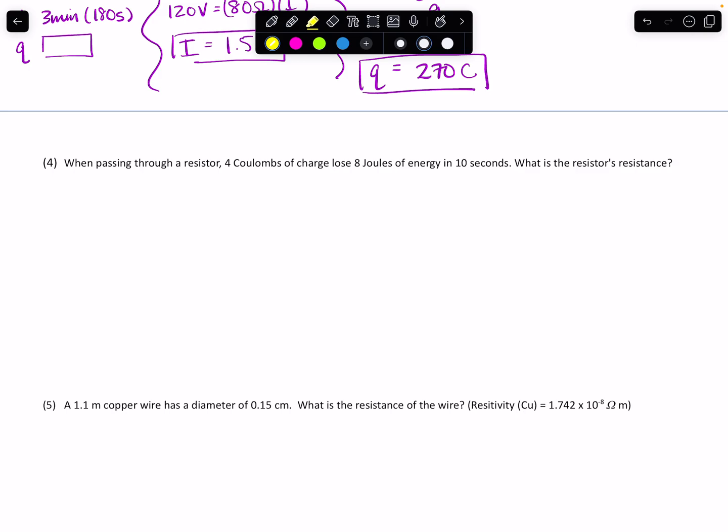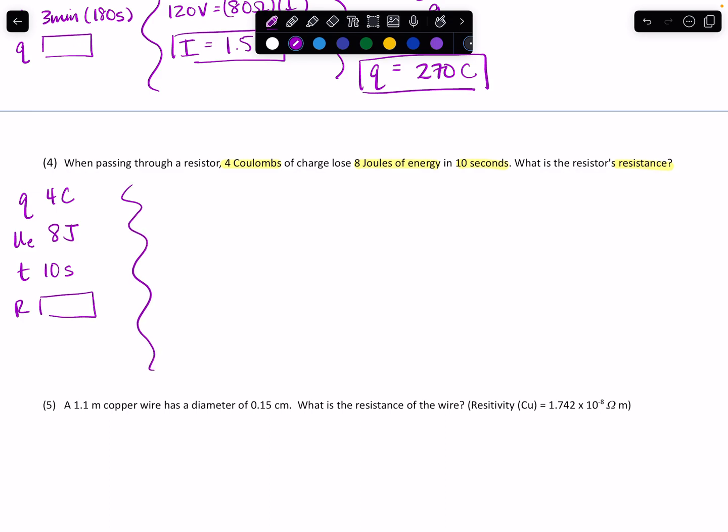When passing through a resistor, 4 coulombs of charge lose 8 joules of energy in 10 seconds. What is the resistance? Oops, I lied. This is another Ohm's law problem. We'll do this one first. So 4 coulombs, that's charge. We've got 8 joules of energy, so that's our electrical potential energy, and we have a time of 10 seconds. And the question wants to know, what is the resistance?